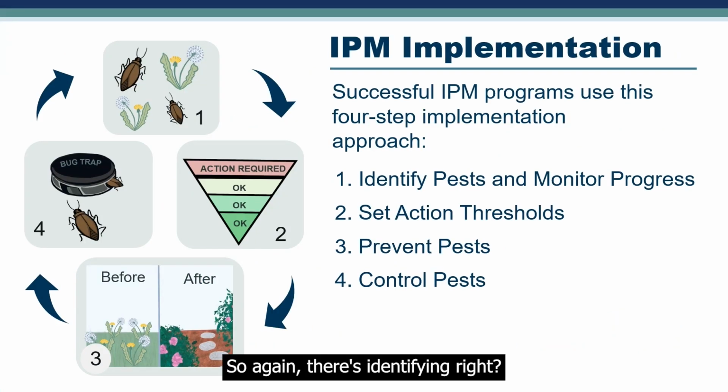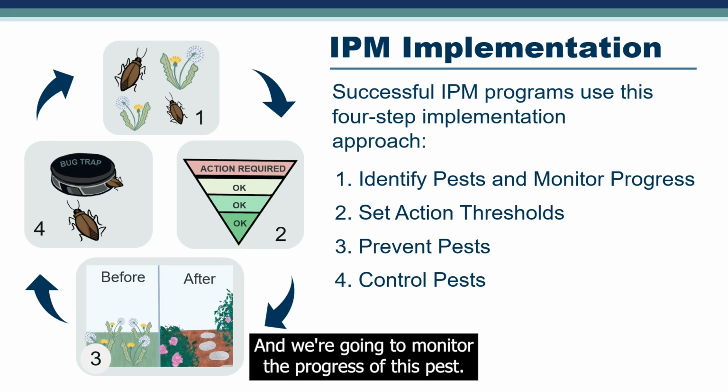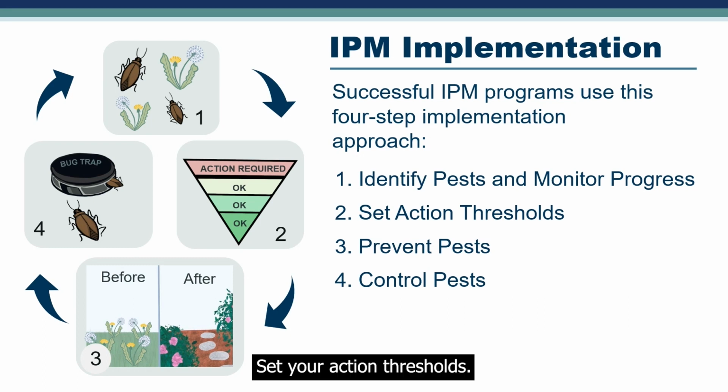So again, there's identifying, right? And first we're identifying if it is a pest or not, and we're going to monitor the progress of this pest. Set your action thresholds. 1 cockroach inside, no good, 0 tolerance. A few ants, okay. A few spider webs, okay, we can brush those off.